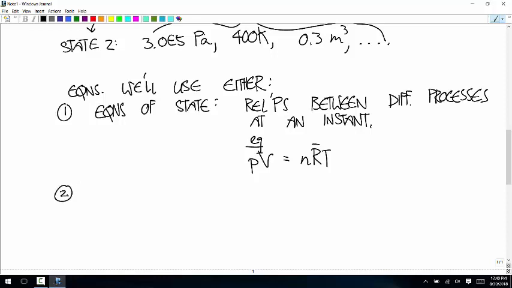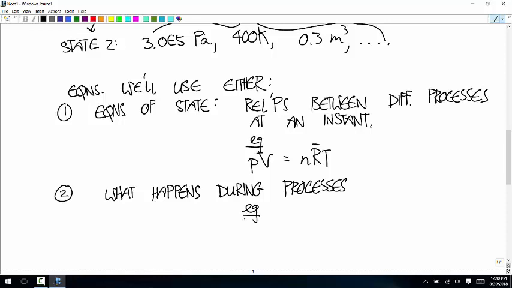And the other kinds of equations will tell you what happens during processes. So what are the restrictions on the states that can occur under certain conditions? Examples of these are the first law and second law of thermodynamics. The first law of thermodynamics is conservation of energy, so I'm going to write it like that now.